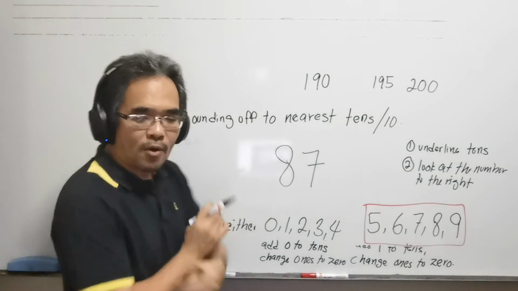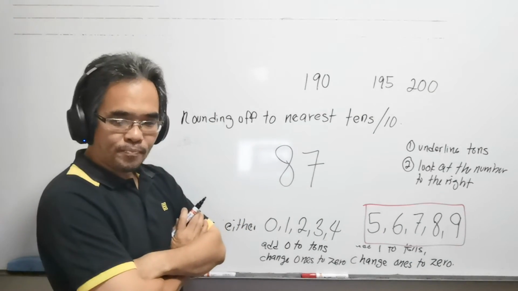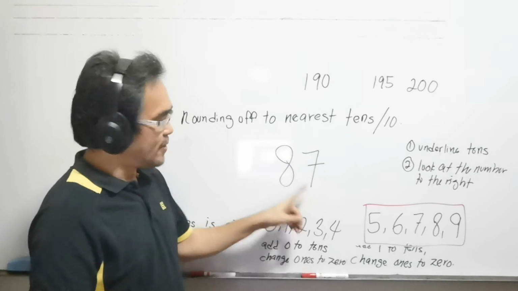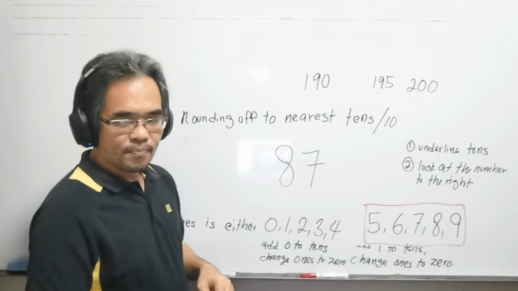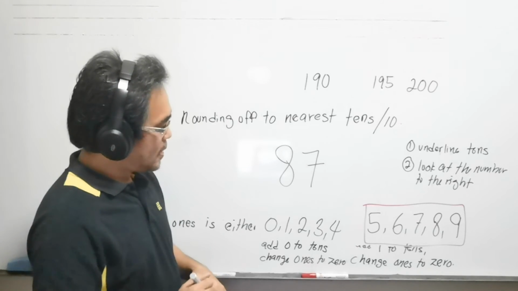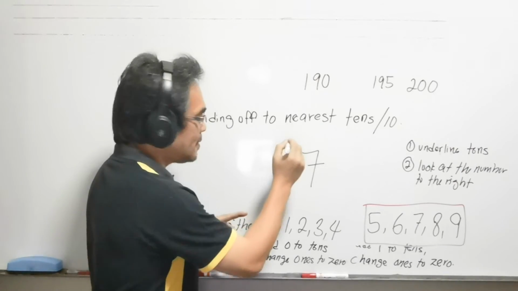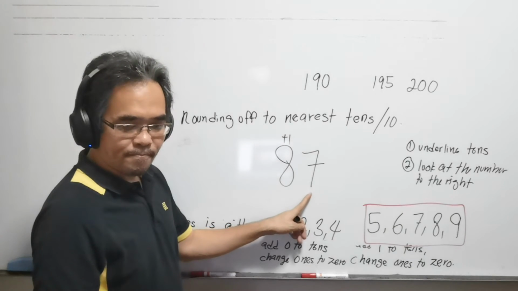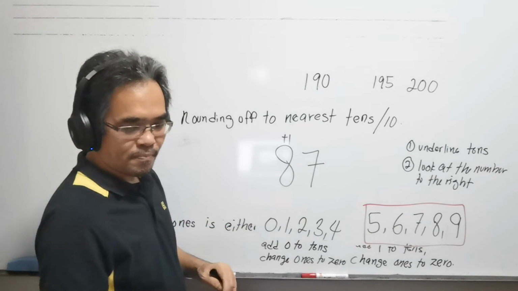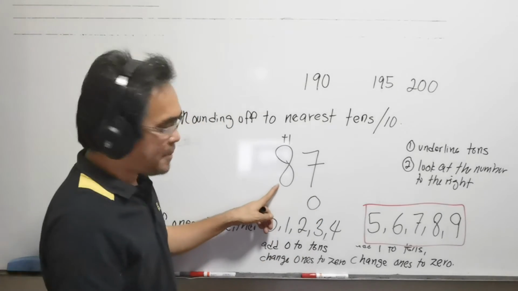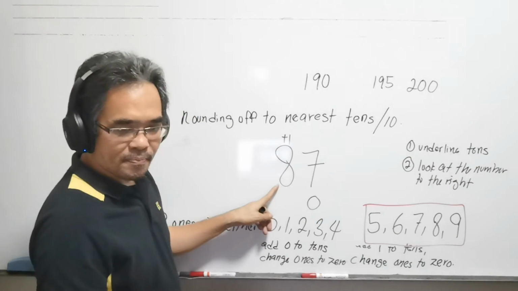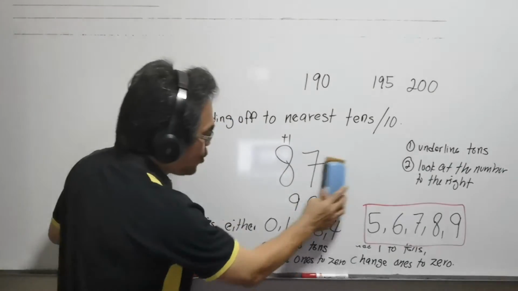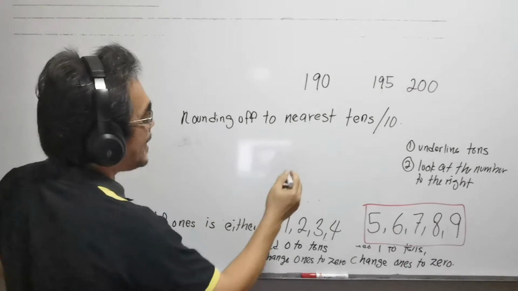What do you think if you round off to the nearest tens? Yes, 87. Plus what? Plus 1 here. So, what do we do with 7? It becomes 0 and 8 becomes 9. Okay, could you do it on your own? Okay, let me see.